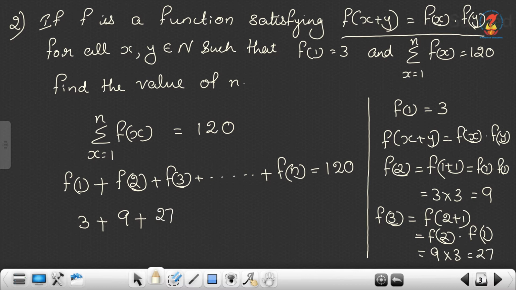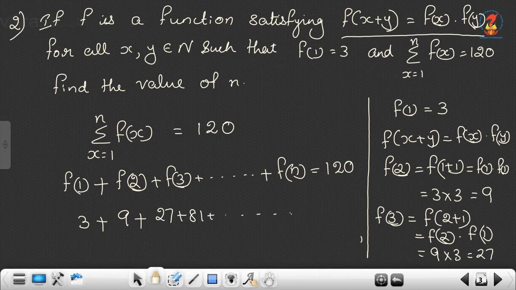Okay. So the next, f of 4, we can write as f of 2 plus 2, or 3 plus 1, or 1 plus 3. Anyway you can write. So f of 2 into f of 2. What is f of 2? 9. 9 into 9 is 81. If it is 3 plus 1, f of 3 is 27. 27 into 3, that is also 81. Anyway, the fourth term is 81.